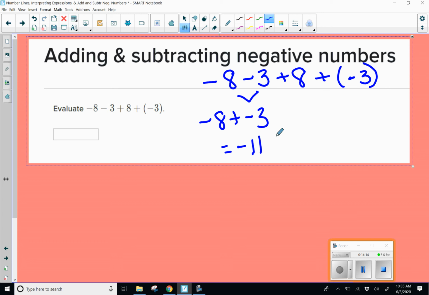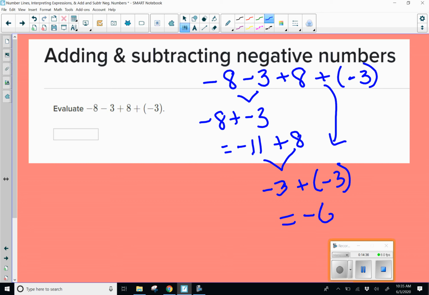Then I've got negative 11 plus 8. Different signs, so we subtract. And I've got more negatives than positives, so that's going to leave me with a negative 3. And then I'm bringing this last step down, negative 3 plus negative 3. Same sign, so we add and keep, and that's going to give us our final answer, which is negative 6.